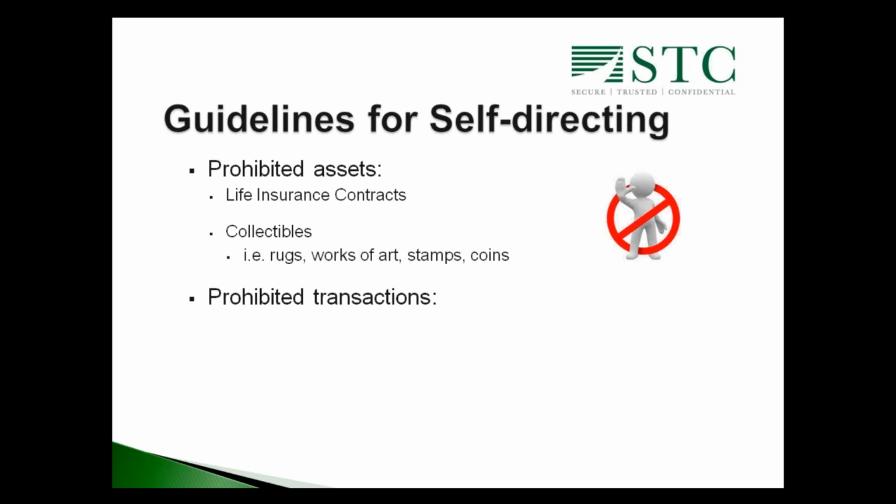In addition to prohibited assets, there are transactions that are not permitted. Your retirement account is given some tax benefits. The earnings in your retirement account are tax deferred. You're not taxed on them in the year that they're earned. Rather, the taxes are deferred until you begin taking qualified distributions.